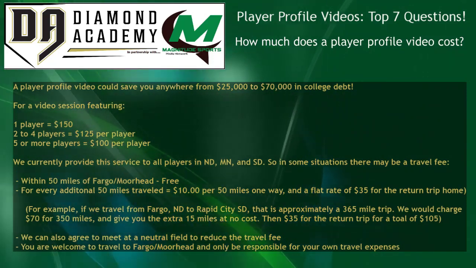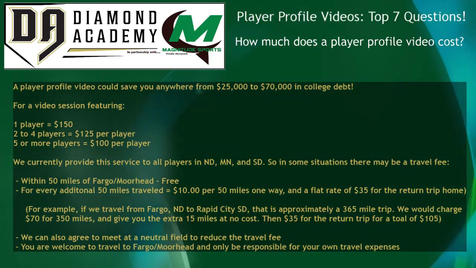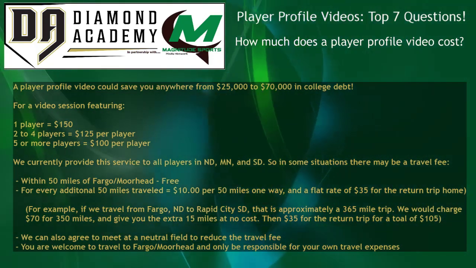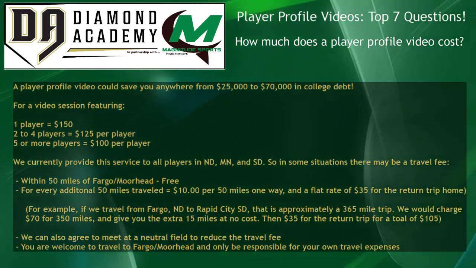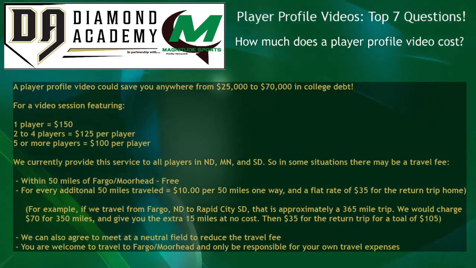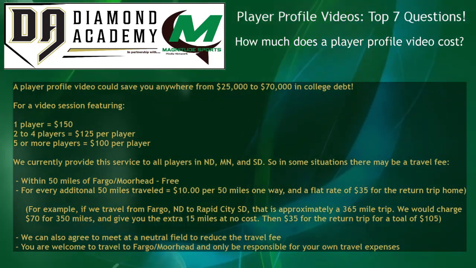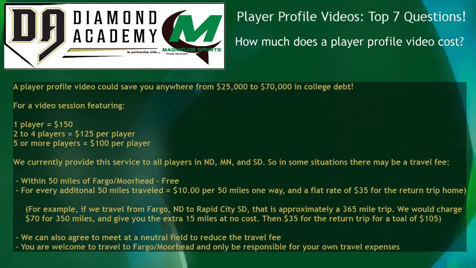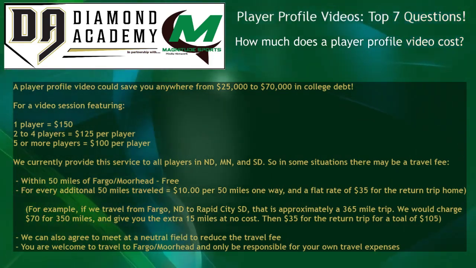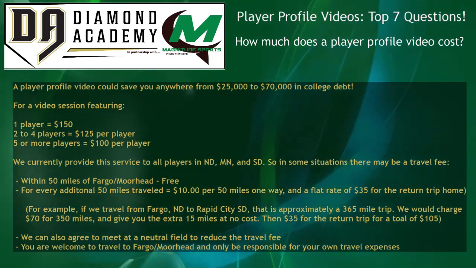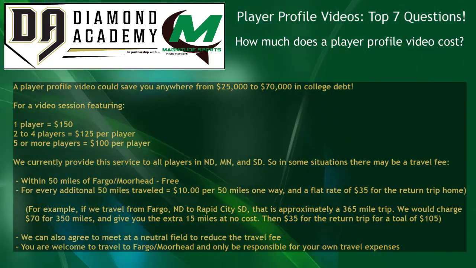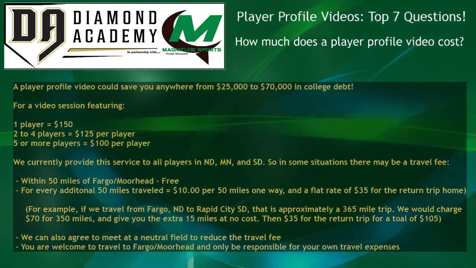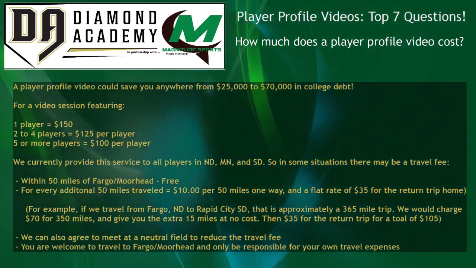So for example, if we went from Fargo, North Dakota to Rapid City, South Dakota to do a player profile video, that's approximately a 365-mile trip. What we would do is we would charge $70 for 350 miles, not charge you for the extra 15 miles, and then for the return trip of 365 miles, it'd be a flat fee of $35. That'd be a grand total of $105 in that example. We can also agree to meet at a neutral field, meet somewhere in the middle to reduce the travel fees and costs for both of us. And you're also welcome to travel to the Fargo Moorhead area and only be responsible for your own travel expenses.